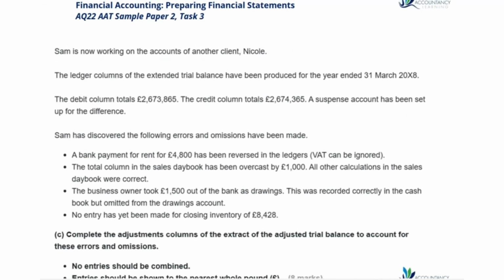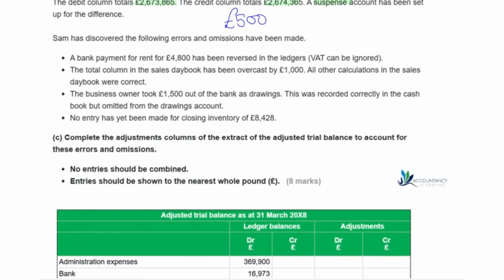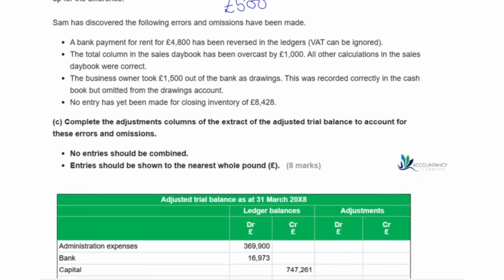Sam is now working on the accounts of another client, Nicole. The ledger columns of the extended trial balance have been produced for the year end 31st of March 20x8. We're given the debit column and credit column totals, and we know that a suspense account has been set up for the difference. So we've got a £500 difference there. We're then told that Sam's discovered some errors and omissions, which we've got listed in the bullet points.